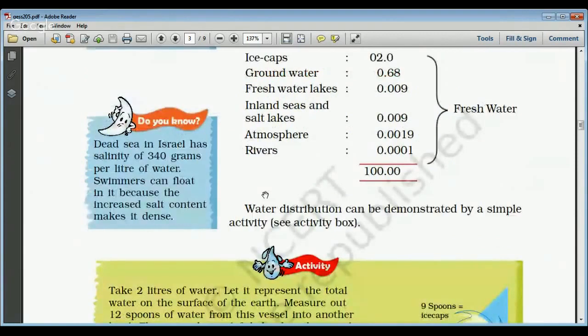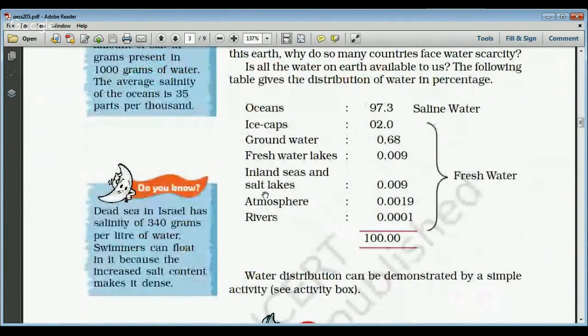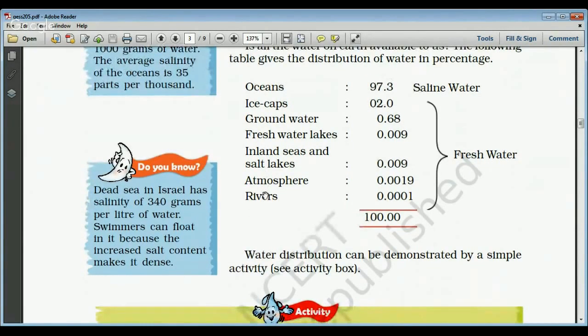And the Dead Sea in Israel, I've already told you this, has 340 grams per liter of water. See, 1000 grams is mostly equivalent to 1 liter. Actually, 1 liter is equal to some 900 grams. And these types of seas are very dense. In the Caspian Sea and this Dead Sea, even swimmers start floating in it, because it contains a large amount of salt content, and that is why they are very dense.